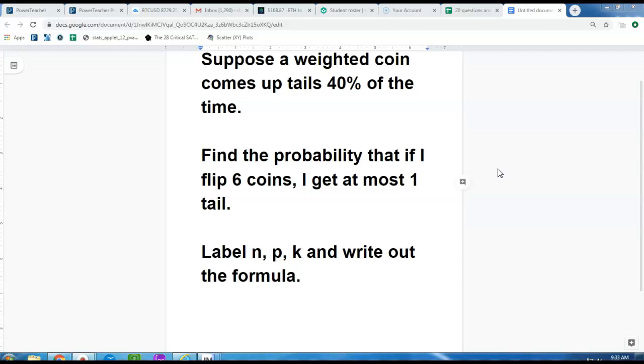So it's 6 choose 1, so this would be like k equals 1. 0.4 to the first, 0.6 to the fifth. 1 success, 5 failures. This is your probability of success, this is your probability of failure. Then you gotta do k equals 0 also, which is 6 choose 0, 0.4 to the 0, 0.6 to the 6. So when you add them up, you get 0.233.